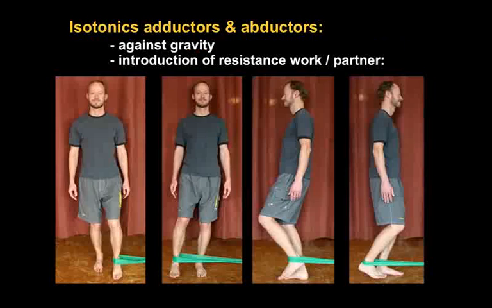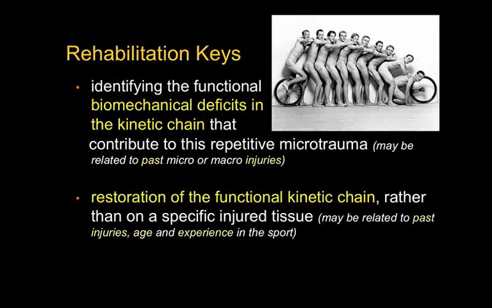Then we can look at isotonic abductors and adductors against gravity, introduction of resistance work or a partner. Here it's done with a tubing, really looking at that torso alignment. Rehabilitation keys, identifying the functional biomechanical deficits in the kinetic chain that contribute to this repetitive microtrauma, may be related to past micro or macro trauma injuries. Restoration of functional kinetic chain, rather than specifically just the injured tissue. Again, it may be related to past injuries, age, or experience in the sport.